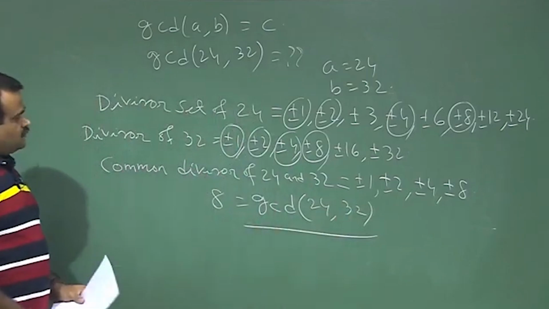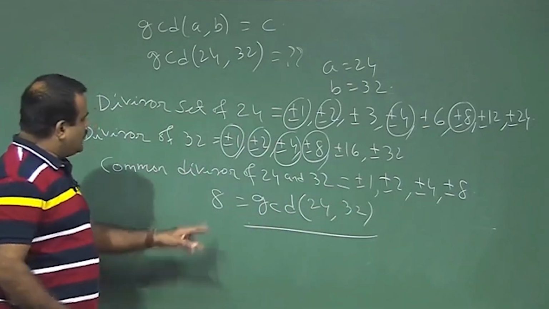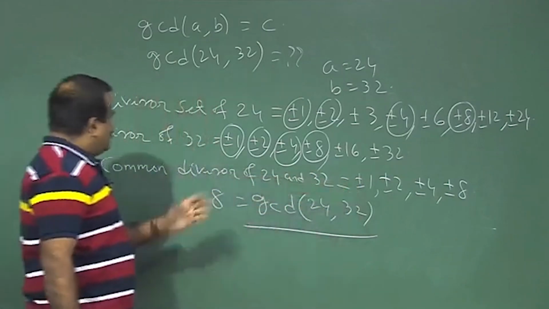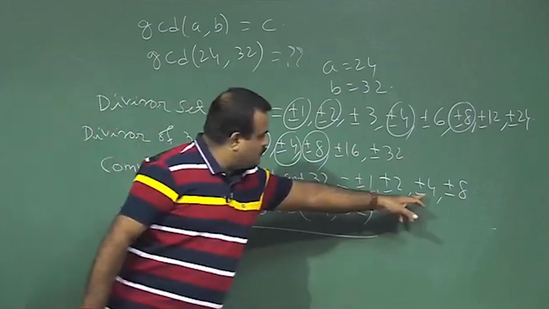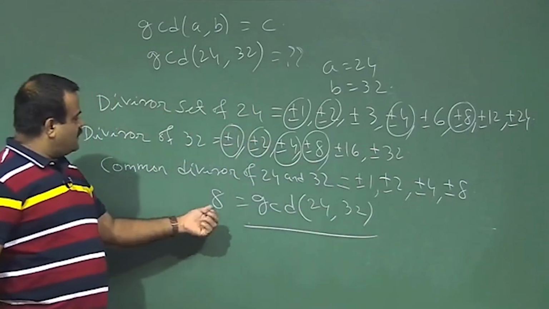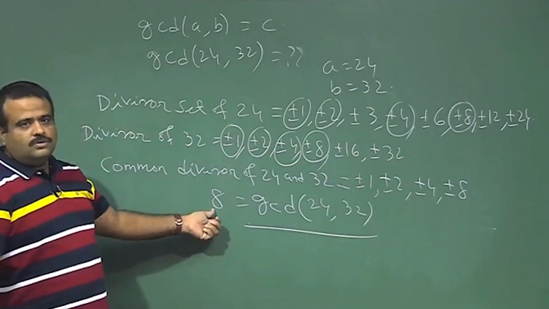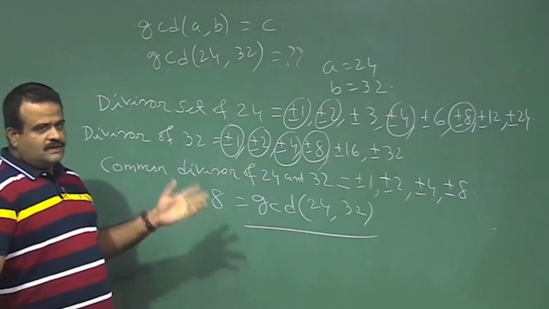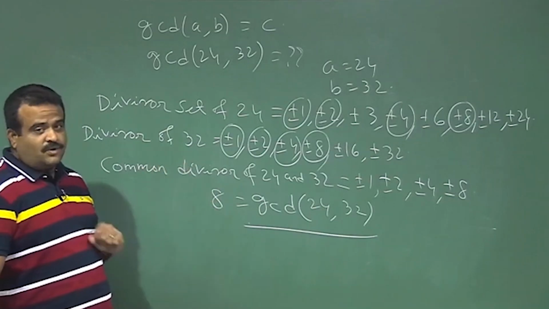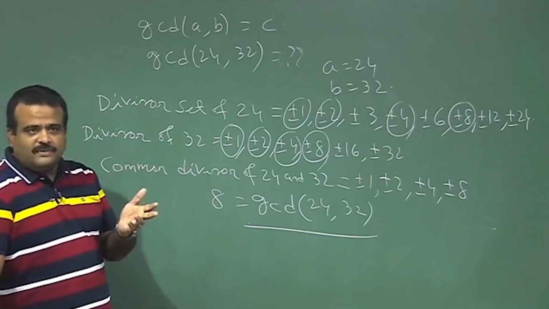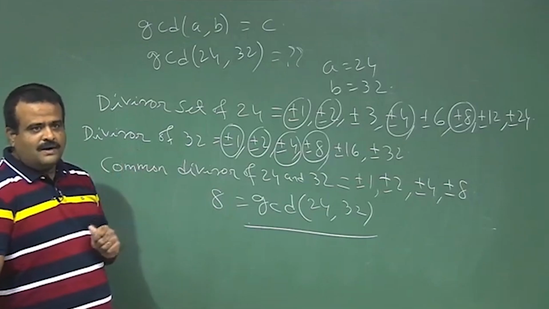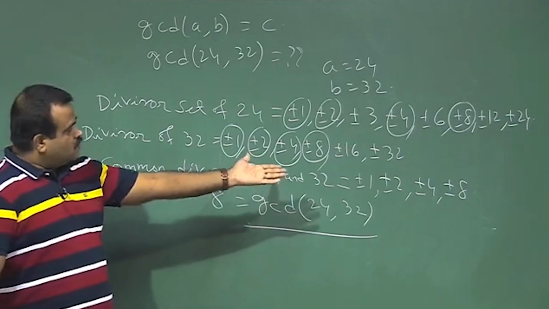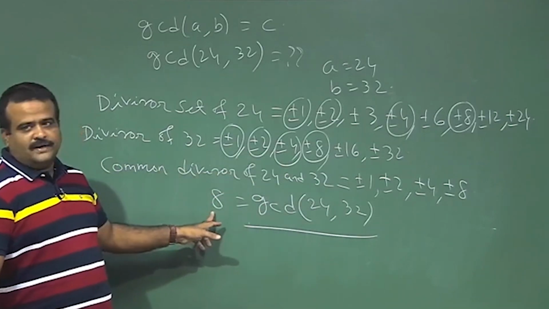Okay. So, we can check that if you take any other common divisor of 24 and 32, like for example 4, then 4 must divide 8. So, that is the GCD of two numbers A, B. It is a common divisor and it is the greatest common divisor. So, that means, if you take any other common divisor of A, B, then that must divide this greatest common divisor. So, 2 also divides 8.